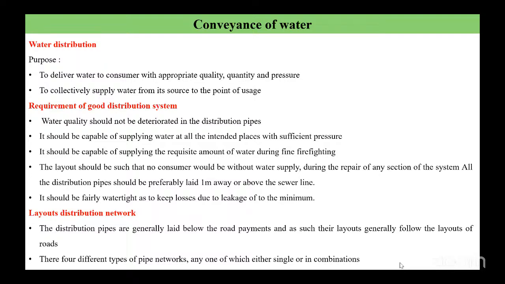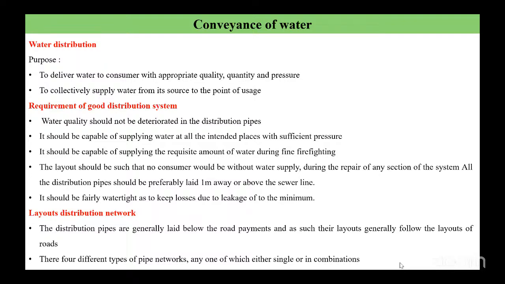And also during the repair of any section of the system, all the distribution pipes should preferably be laid 1 meter away from or above the sewer line. So the layout should be such that there is no place without water supply. All right. And during the repair there should preferably be another one which is able to serve the purpose, and it should be fairly watertight so as to keep losses due to leakage to the minimum. So this water has to be properly distributed and the pipes have to be properly maintained in order to minimize the leakage of the water.